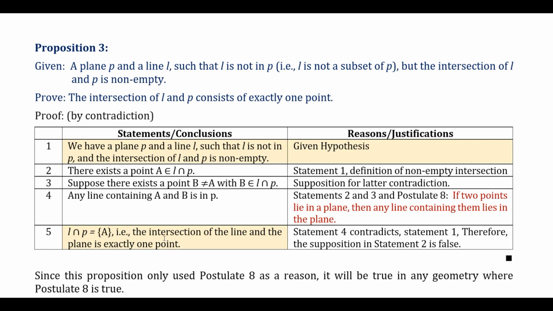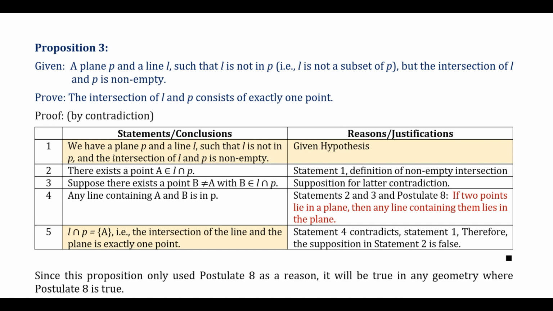All right, well, you're back, so let's take a look at this. One way to state this is this. Proposition 3, given a plane P and a line L such that L is not in P. In other words, L is not a subset of P. But the intersection of L and P is non-empty. Prove the intersection of L and P consists of exactly 1 point. And again, we're going to do it as a proof by contradiction. And again, we only really use one postulate. This time it's postulate 8. If 2 points lie in a plane, then any line containing them lies in the plane. So let's see how we put this together.